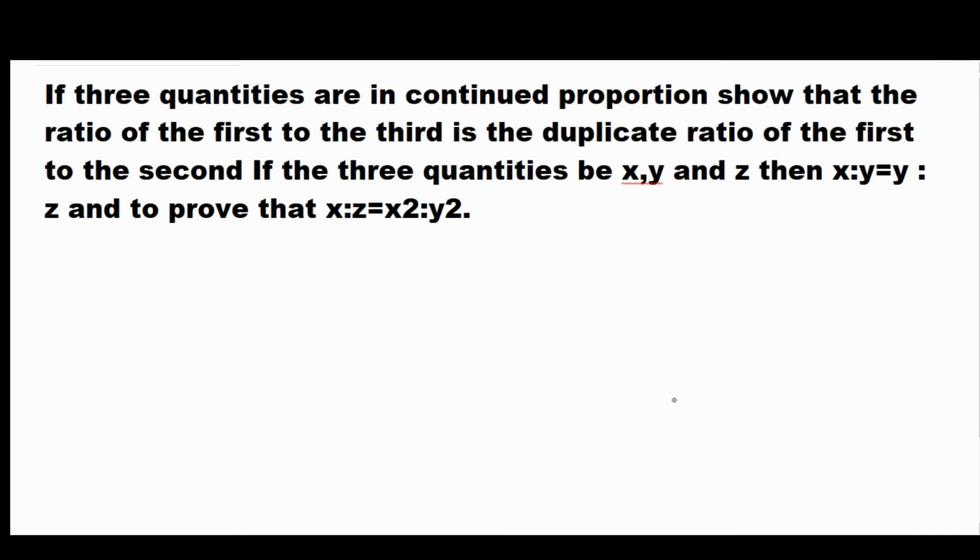The next problem is, if three quantities are in continued proportion, show that the ratio of the first to the third is a duplicate ratio of the first to the second. If three quantities be x, y and z, then x is to y is equal to y is to z. And we need to show that x is to z is equal to x square is to y square. In the question they have mentioned the three quantities x, y and z, and they have told they are in continued proportion.